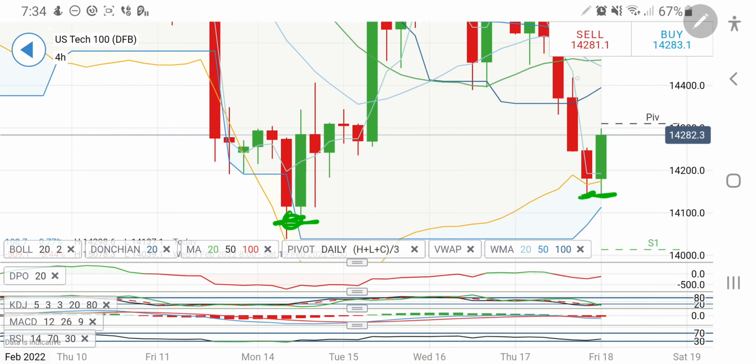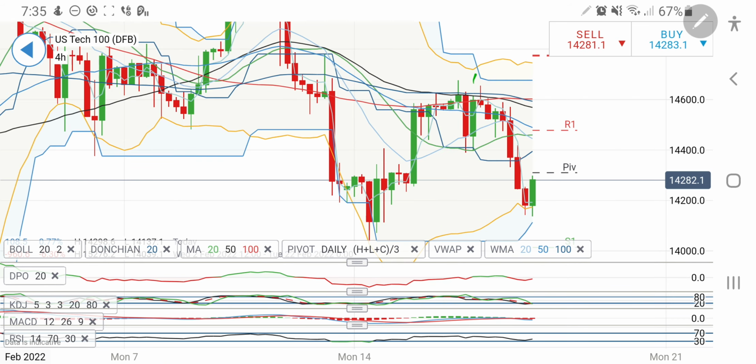It has clearly broken the previous. If you recall my yesterday's analysis, I had clearly told it is trying to form this. It has come back to this zone at 14,300, and now 14,300 appears to be another resistance which it needs to break for a resumption of the upward journey. Now if it breaks 14,300, definitely it can try to again rise.